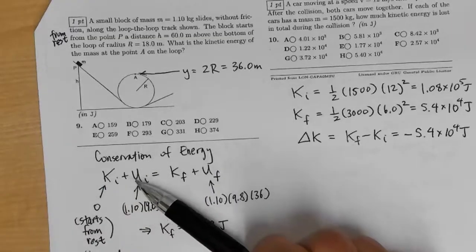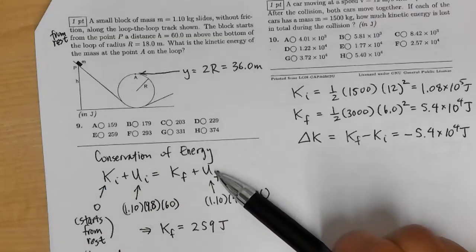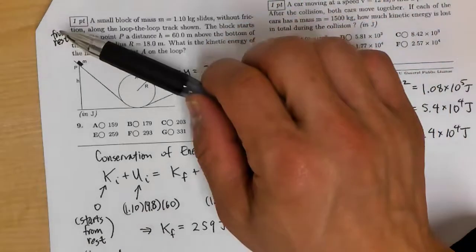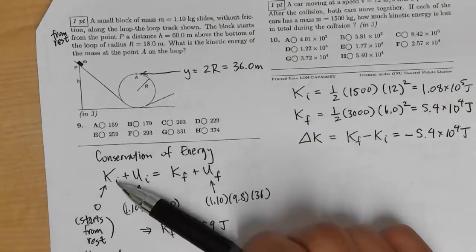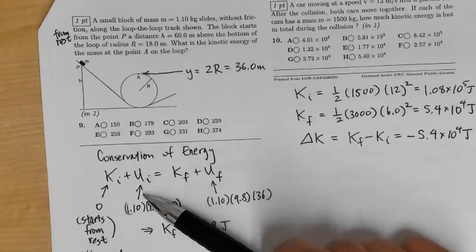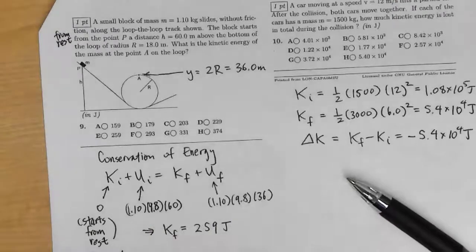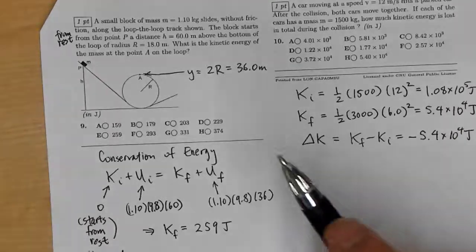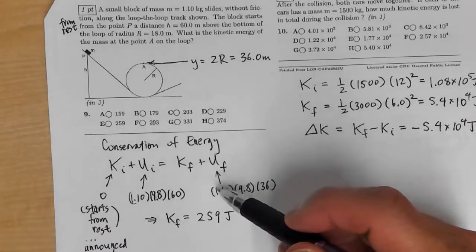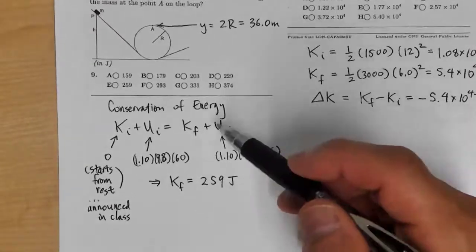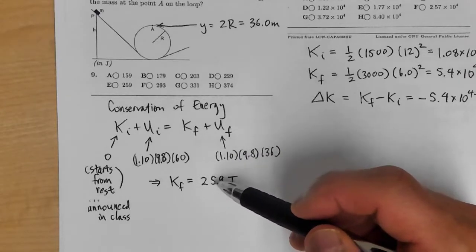Conservation of energy: K initial plus U initial is equal to K final plus U final. It starts from rest. This was not clearly stated, but we announced this in class. And so we have U initial is equal to mgh, so 1.10 times 9.8 times 60. And so now U final is going to be 1.10, the mass, times 9.8 times 36. Okay, so now we can get K final, and that ends up being 259 joules.